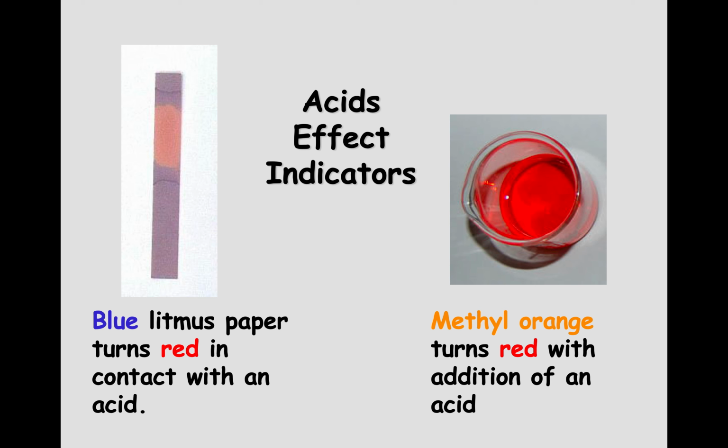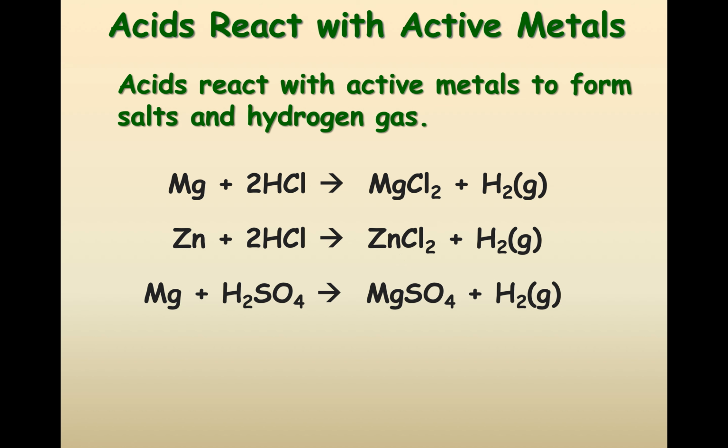And there's the litmus papers we talked about. Here's the blue one. It turns red. Red litmus paper would also stay red. And here you can say methyl orange has turned quite red from the addition of an acid.